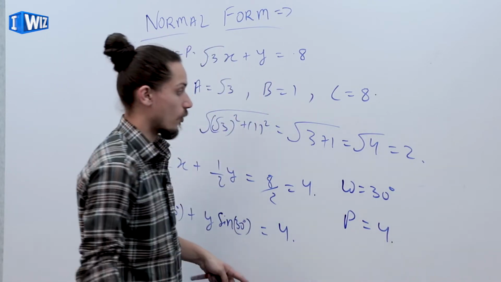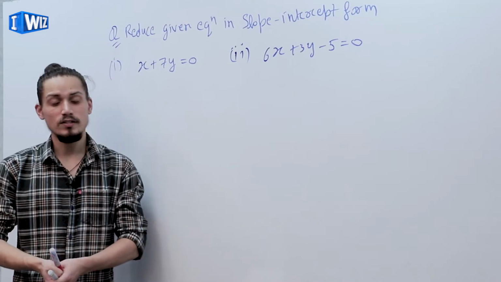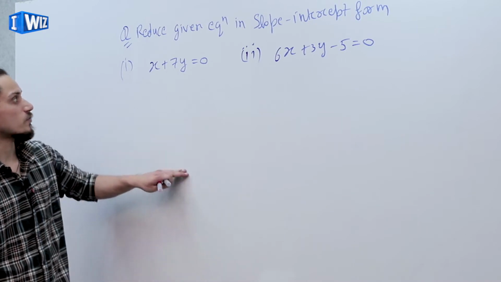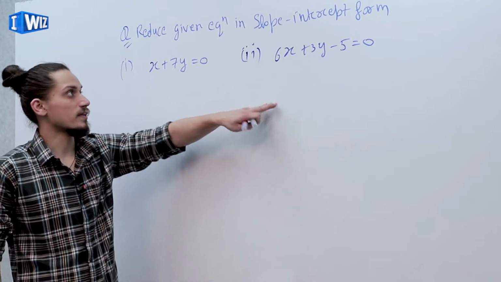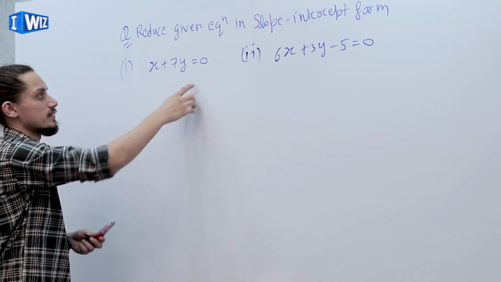So this is how you get the normal form of any general equation of line. Now let's solve some examples on different forms of the general equation of line. First, we have to reduce these two equations to slope intercept form. So let's take the first equation: x plus 7y is equal to 0.